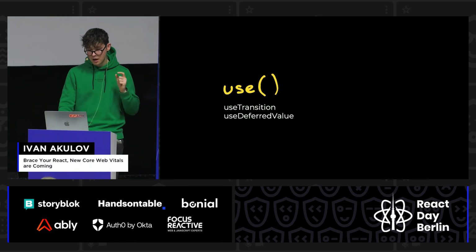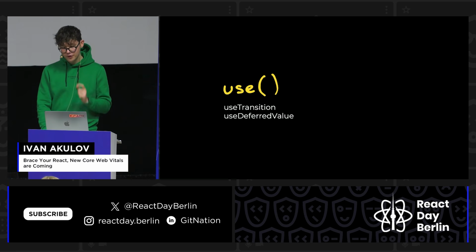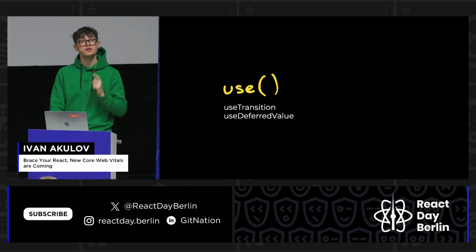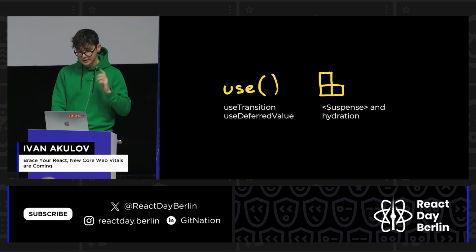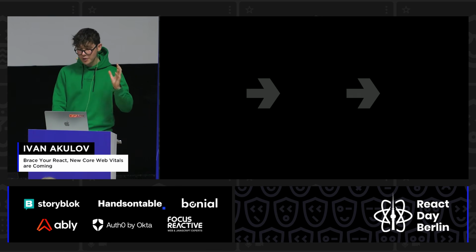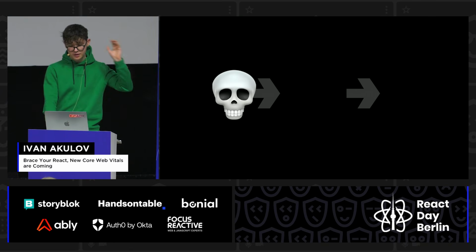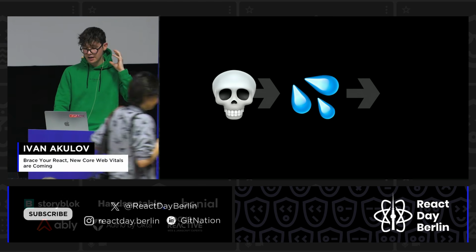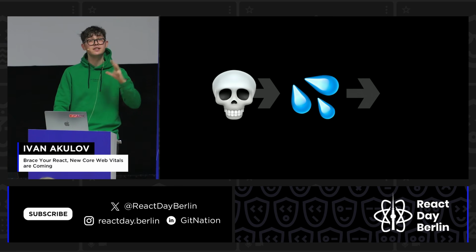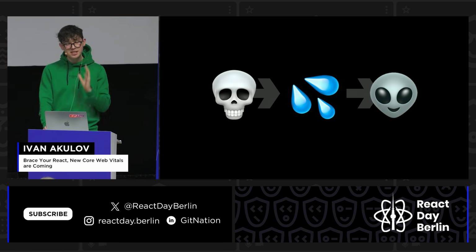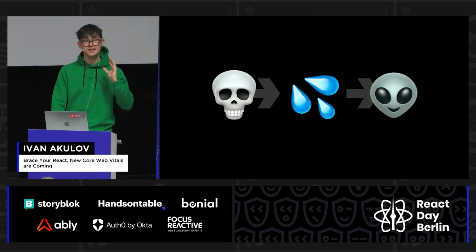Now, what we talked about so far was just one feature that helps with INP. It's useTransition. There's also another concurrent feature that also helps with INP, and it's Suspense for React hydration. So if you're not familiar with React hydration, it's a process where you server render a site, then on the client you hydrate that site, rendering every component again, attaching event listeners to the already existing DOM, and you get a live site.